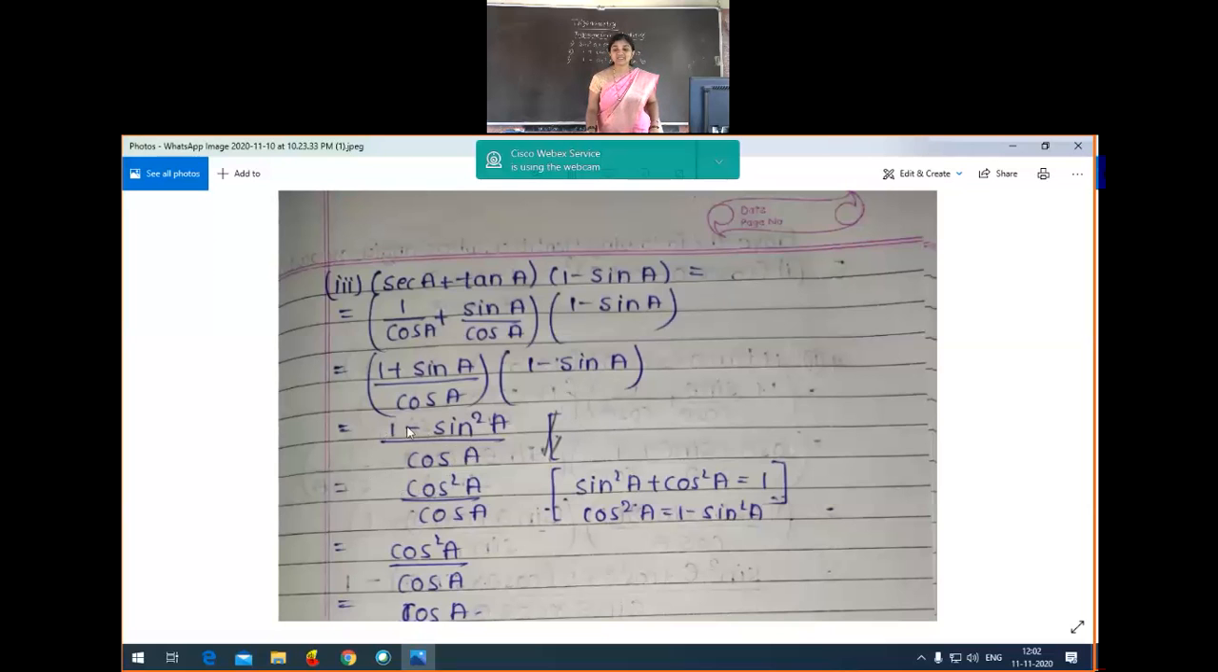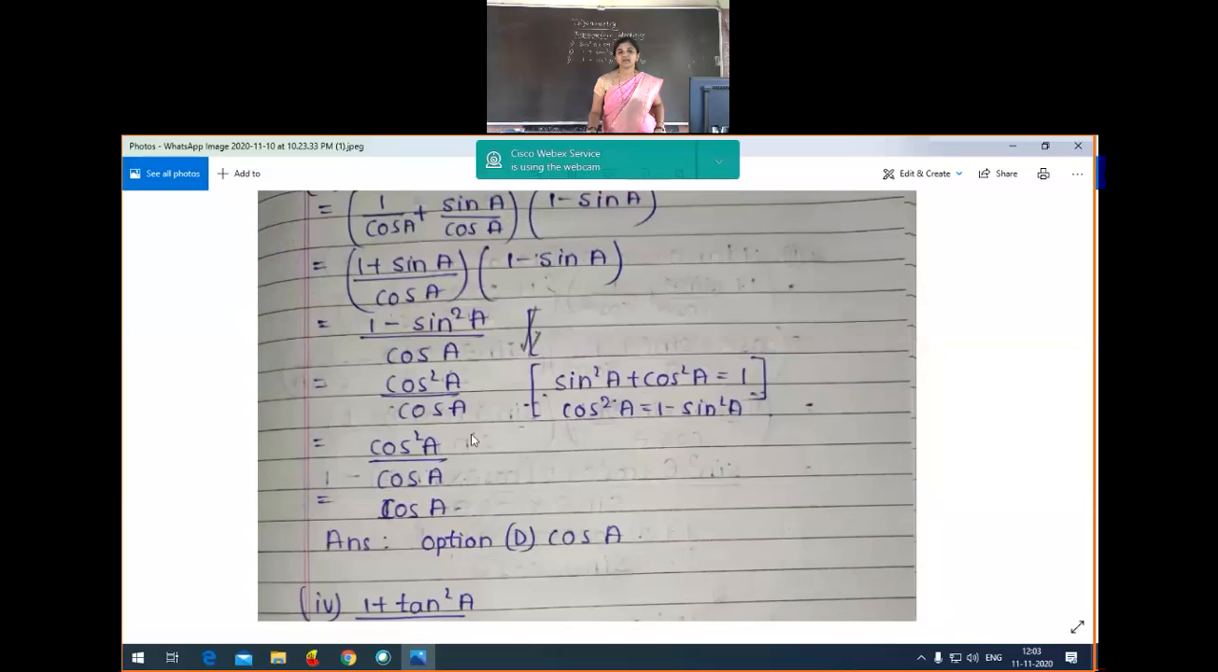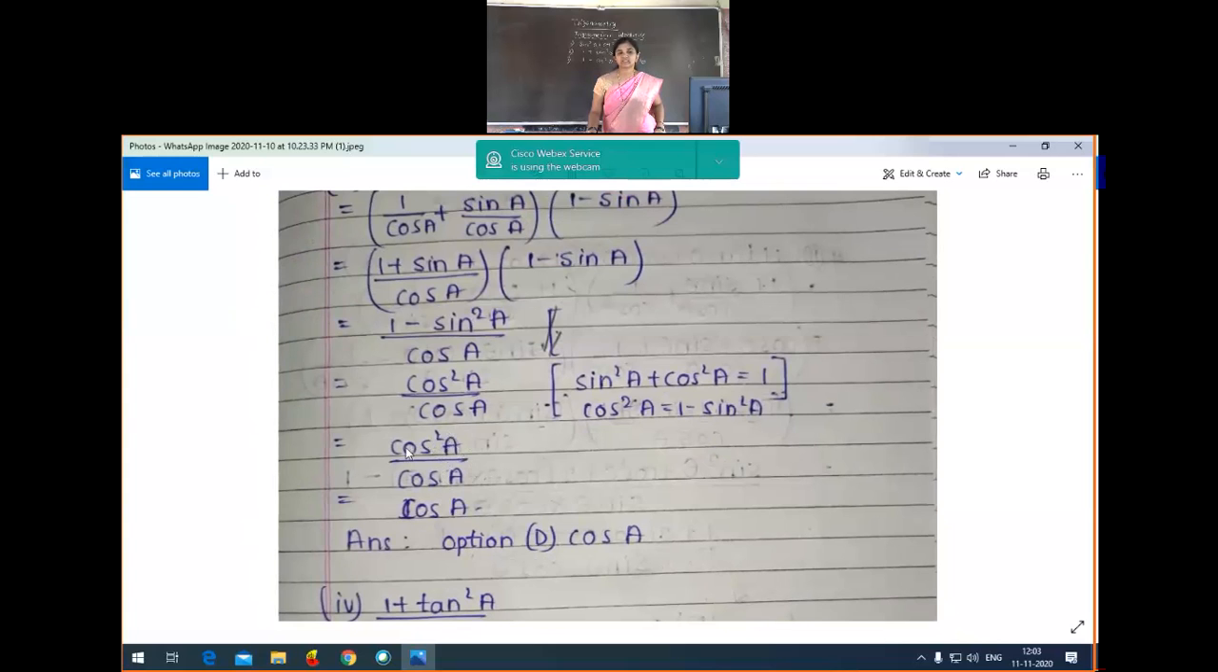Then 1 minus sin square A. Here we can apply one identity, because sin square A plus cos square A is equal to 1. Then what is the result of 1 minus sin square A? It is cos square A. Now we substitute 1 minus sin square A as cos square A, divided by cos A. Here one cos A and one cos A get cancelled, and in the numerator one cos A is remaining. So the answer is cos A, that is option D. Option D is the right answer for this question. Actually, this question is very simple.